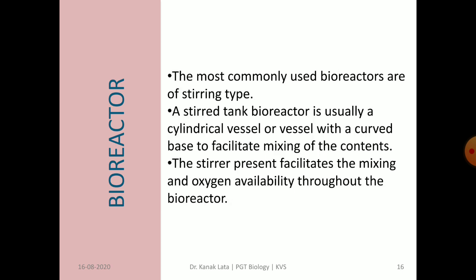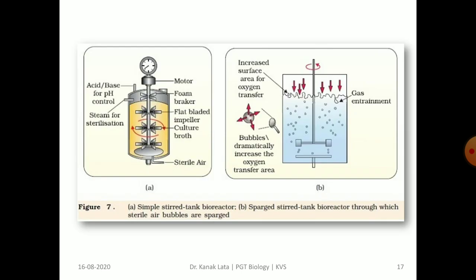The most commonly used bioreactors are of the stirring type. It is designed in such a way that it facilitates mixing of content continuously and is also helpful in providing oxygen throughout the bioreactor. Here you may observe a simple stirred tank bioreactor or a sparged stirred tank through which sterile air bubbles are sparged.